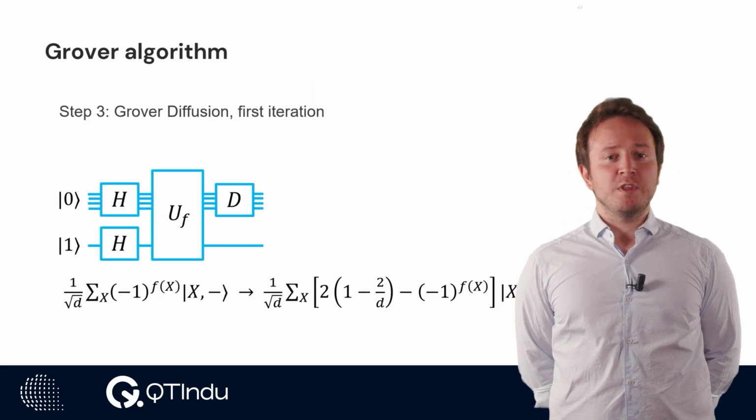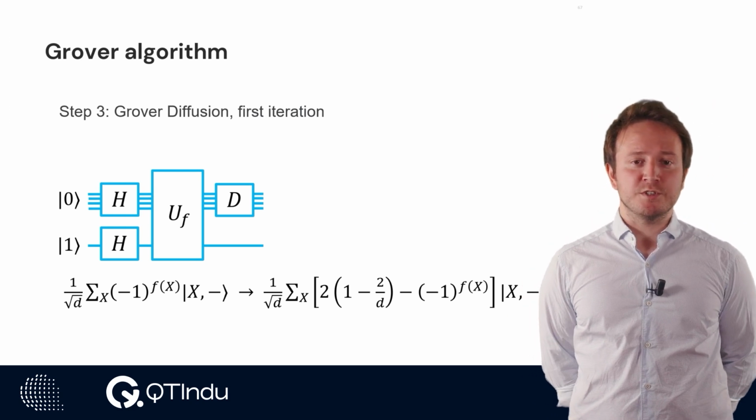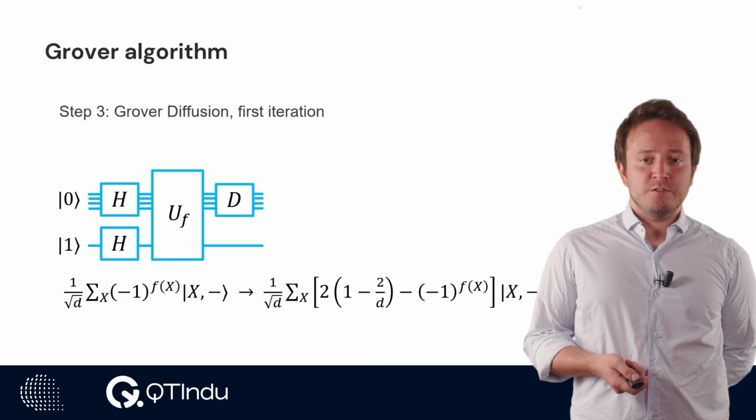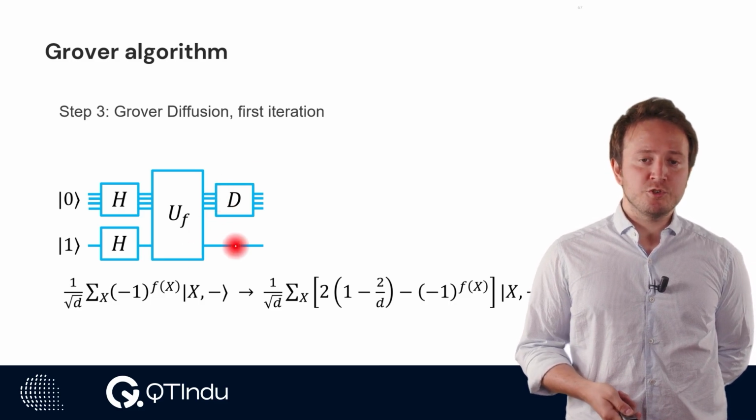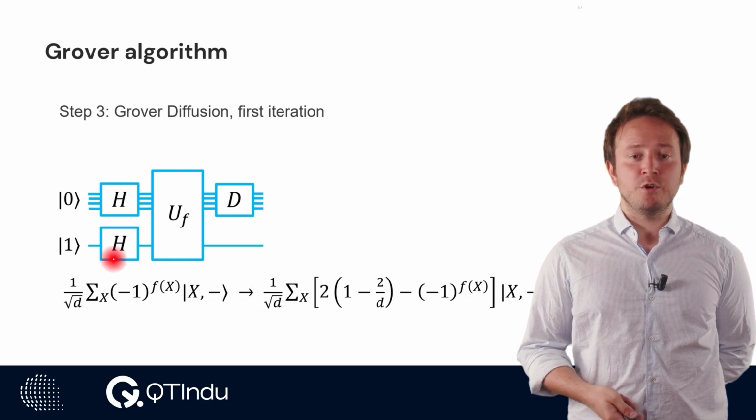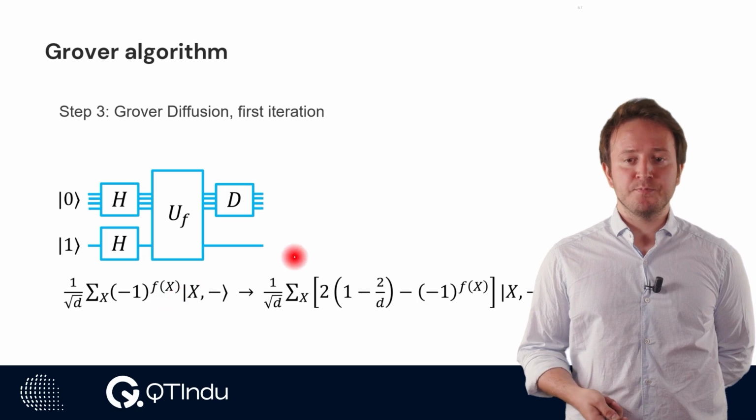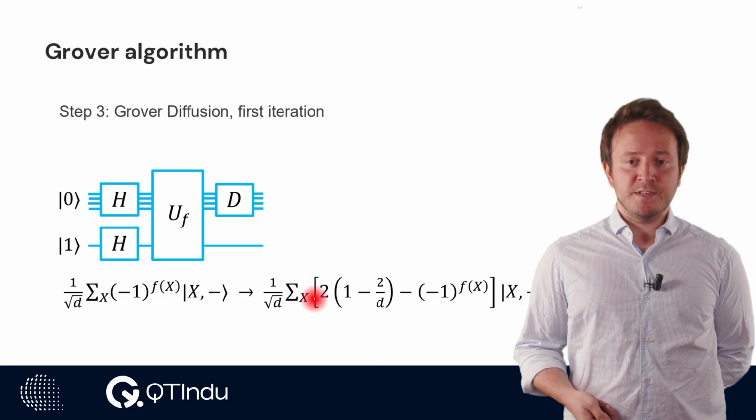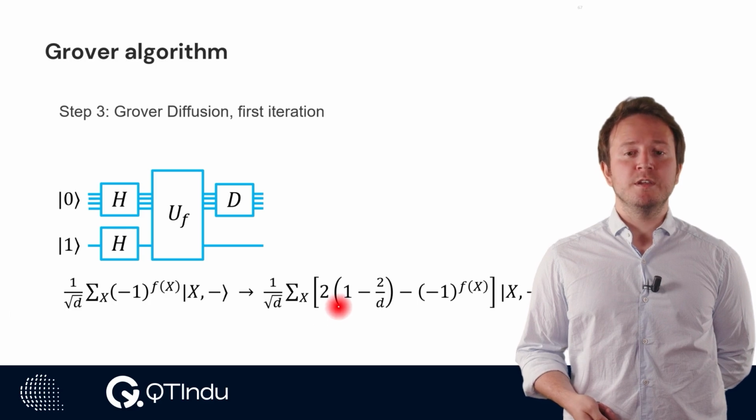So let us see now what happens after the first iteration of the circuit. The input state of the diffusion operator is given here, and after applying the diffusion operator on this input state, we just have to invert about the mean of the state. This means the mean of the state is given by this particular value over here. So the mean of the state is 1 minus 2 over D, and we need to multiply by 2.